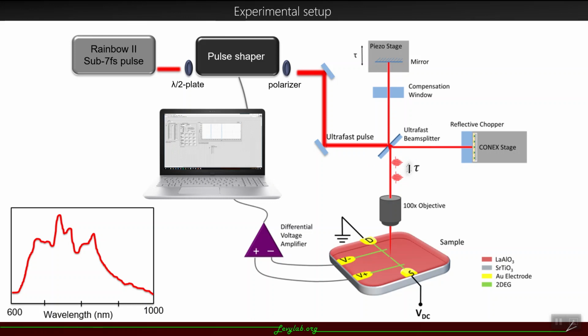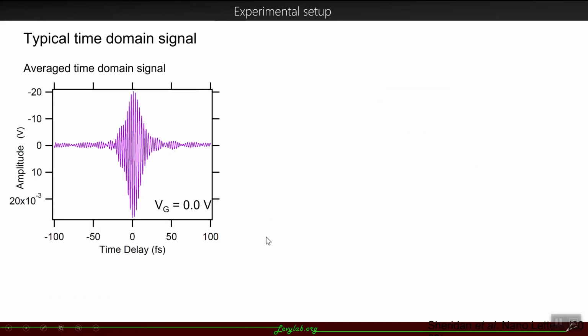This delay line is going to apply a time delay tau between the pulses from the upper arm and the pulses from the back arm. These two beams are recombined at the same beam splitter and then focused using a 100x objective onto the nanojunction. We are then, as I mentioned before, going to apply a DC bias from source to drain and then measure the generated photovoltage delta V as a function of tau, the time delay between the two pulses.